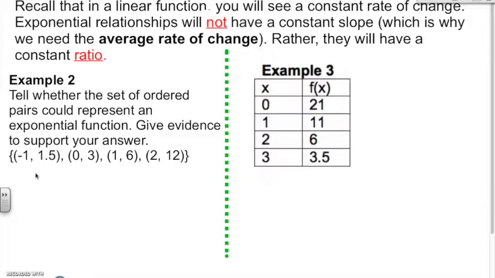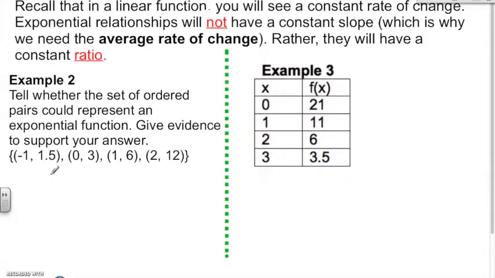So we're going to go through a test to tell whether a set of ordered pairs could represent an exponential function or not. And we're going to be able to give evidence to support our answer. So the first thing we're going to need to do is look at the y values that we're given and the x values we're given. We want to make sure that we're going up by even steps. That way we know that we have a ratio that's going to be consistent. So we're going -1, 0, 1, 2 in our x values. So we can see that those are going in order.